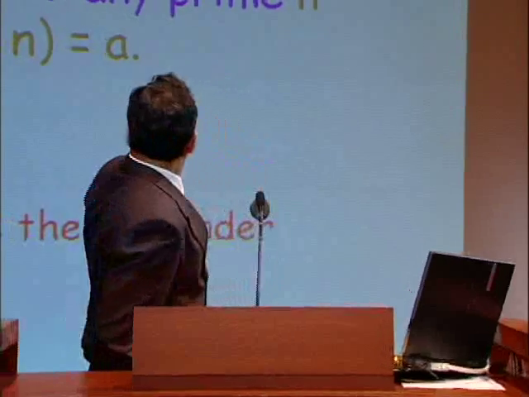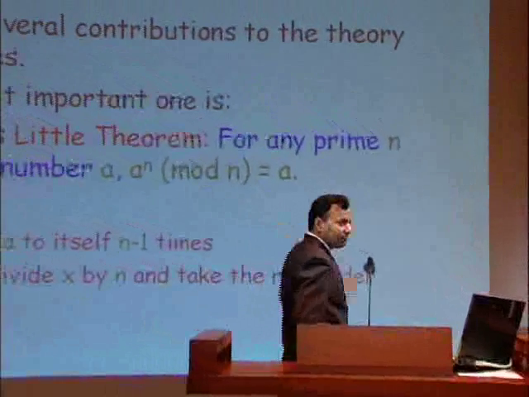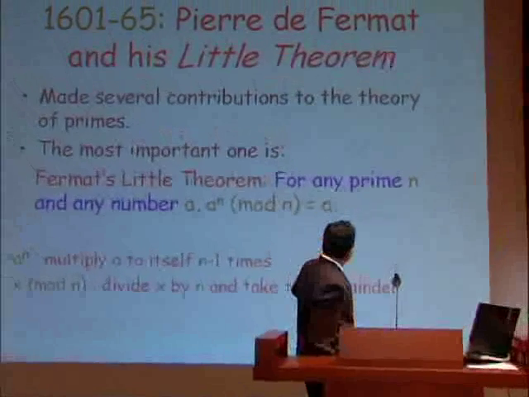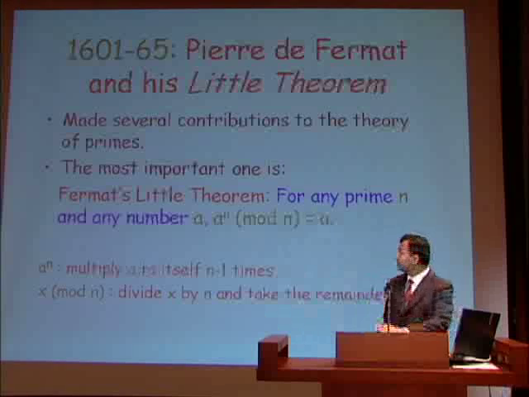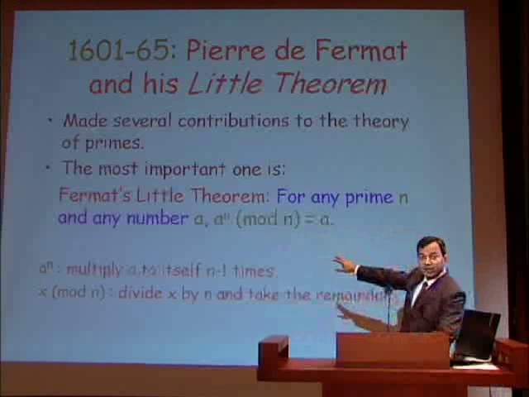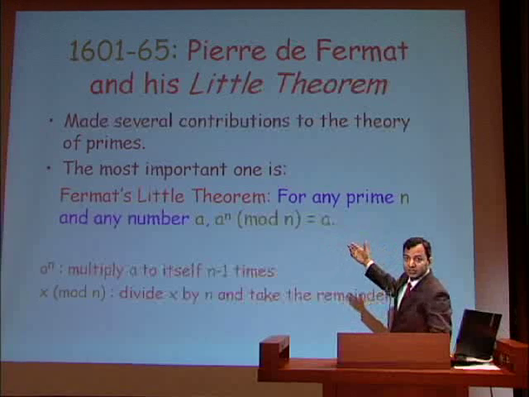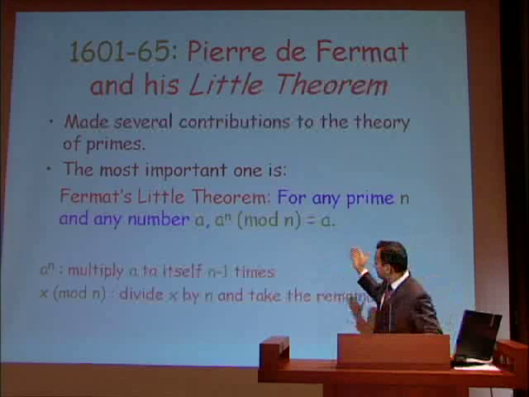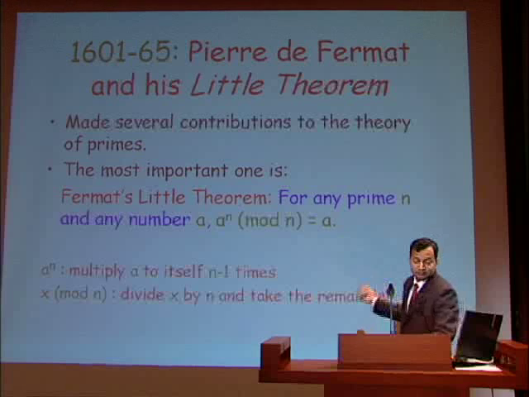The theorem says that take any prime number n, take any other number a, and compute a to the n modulo n. Get back the number a. It's really an amazing result. No matter what a is, no matter which prime n we choose, compute the nth power of a, take modulo n, which really means divide by n and take the remainder, and we get back the number a.